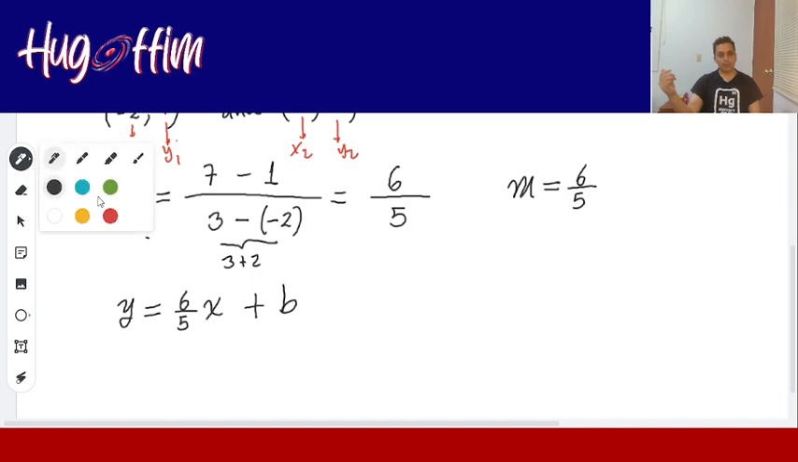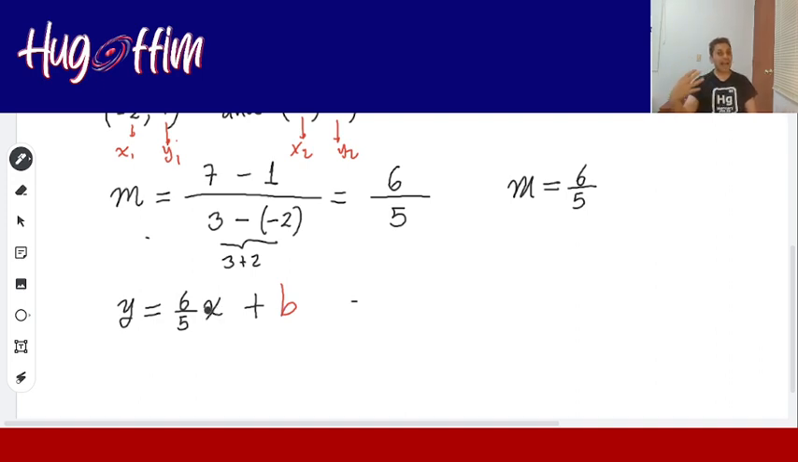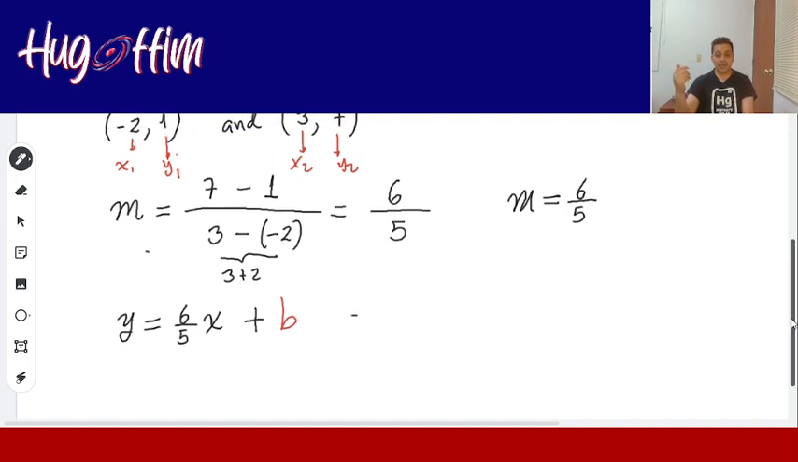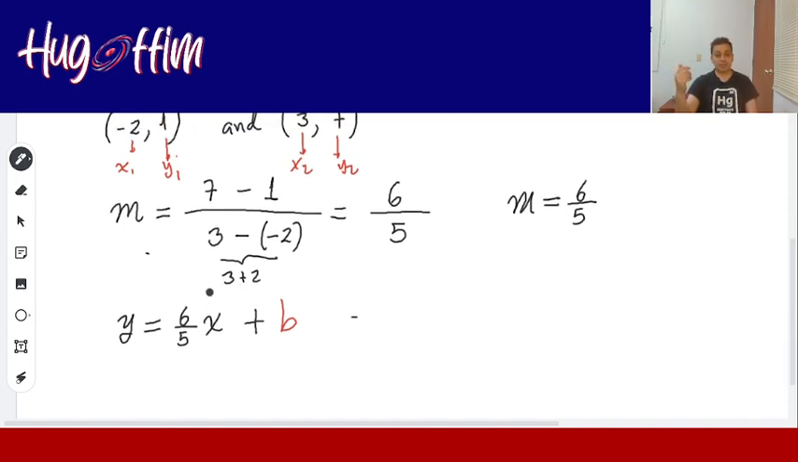Now, the problem is to calculate this term. I'm going to put it in red, b. How can we calculate this term that we call b? If you want to calculate the term b, we can use any of the points that I have in my line. If I use any of these points here, I should be able to calculate the y-intercept b.